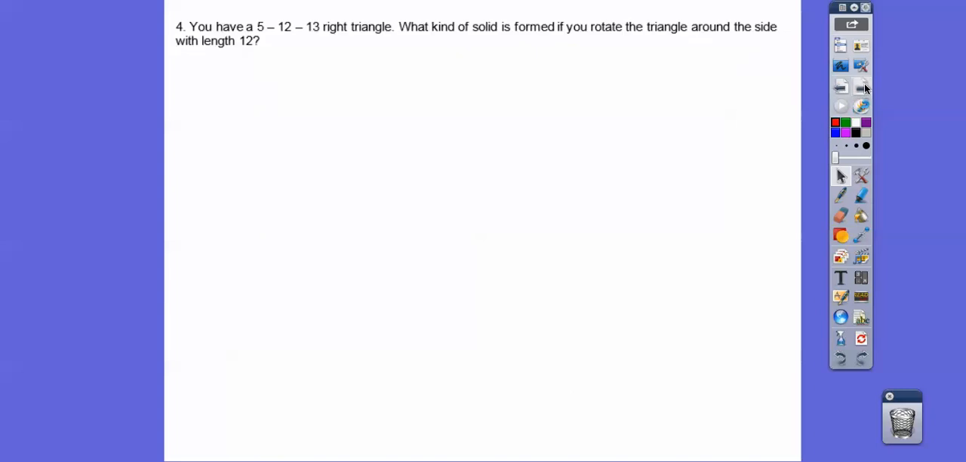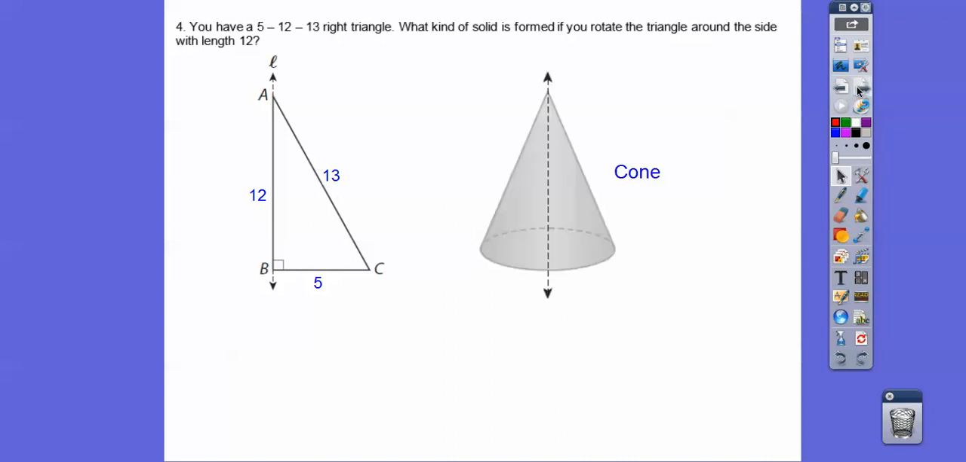Okay, so here we have a 5, 12, 13 right triangle. What kind of solid is formed if you rotate that triangle around the side that has length 12? Okay, so here's our triangle, and we're just going to rotate that around. It's going to give us a cone right there. Okay, easy enough. See that?